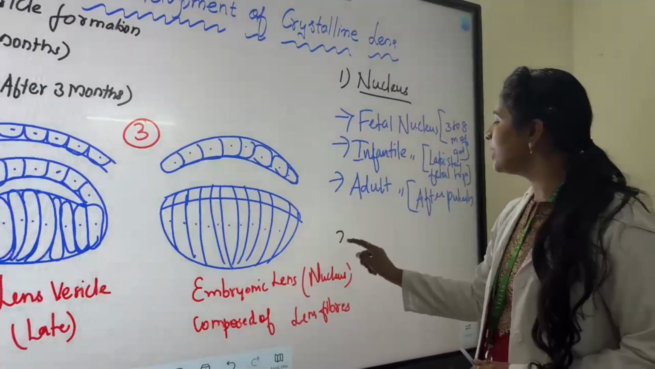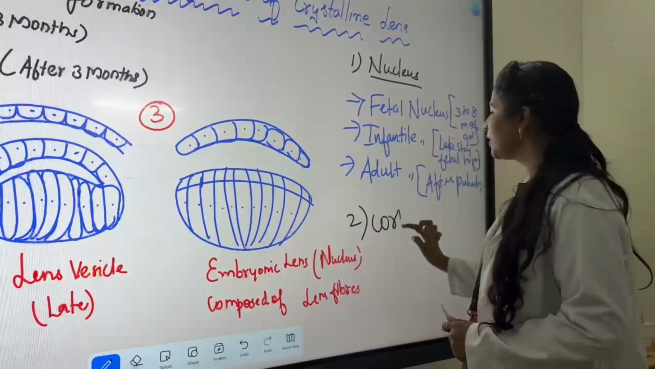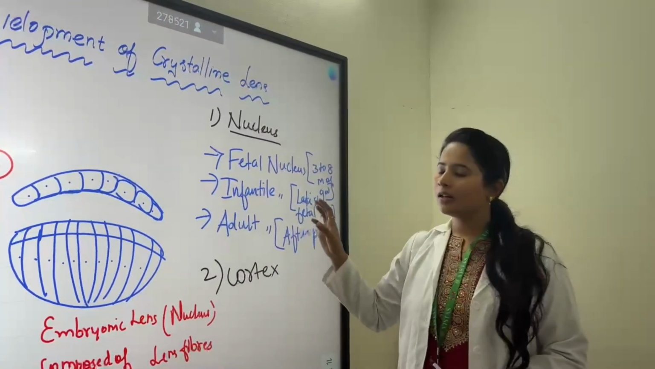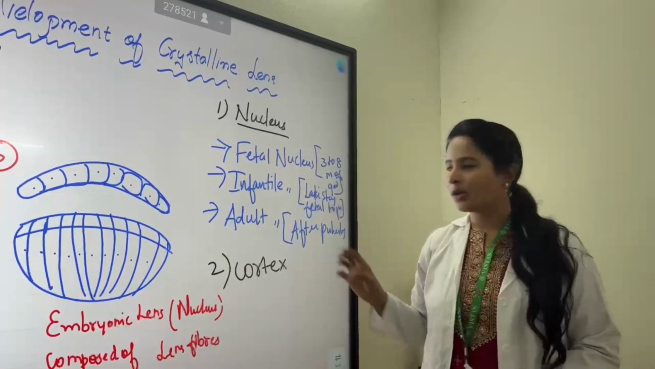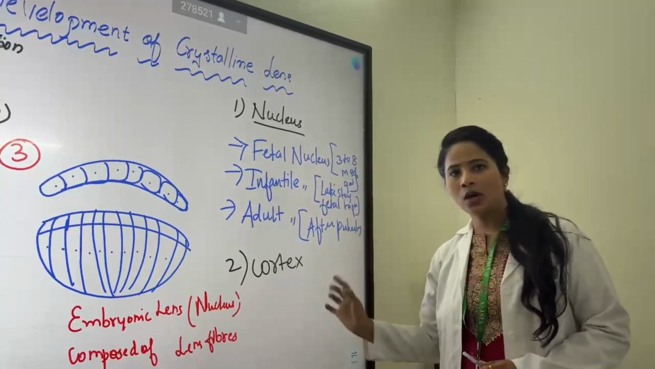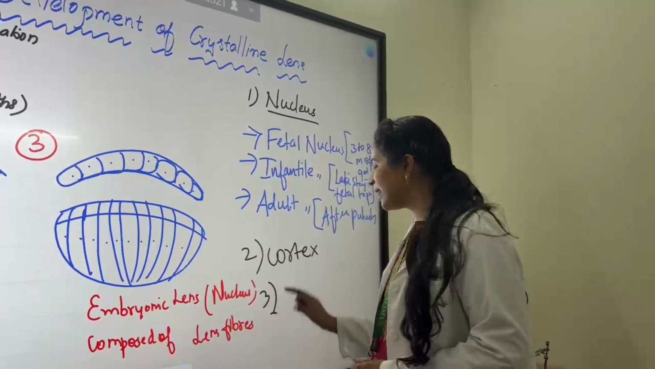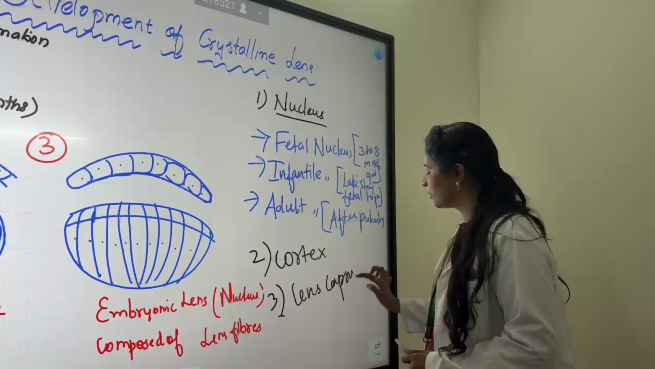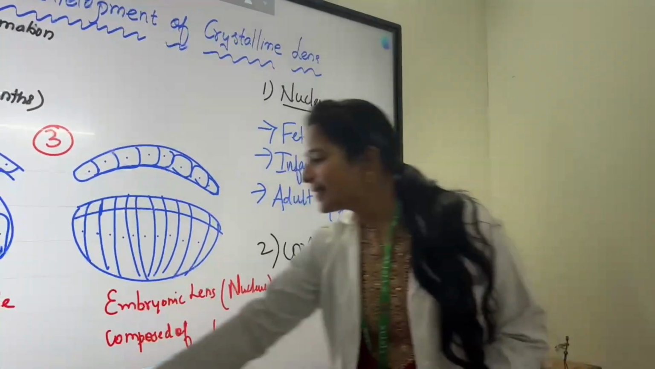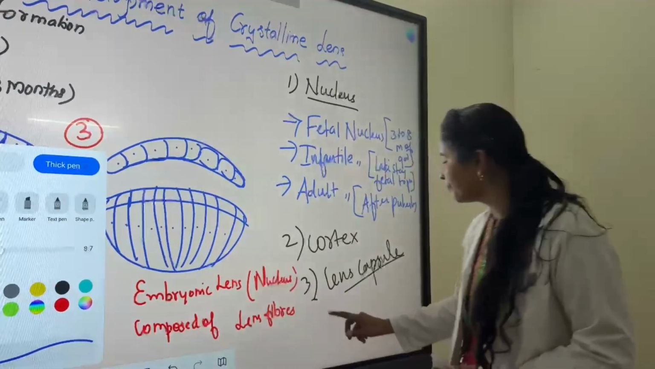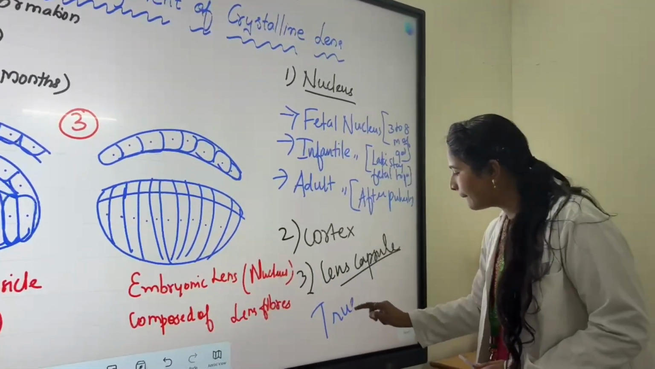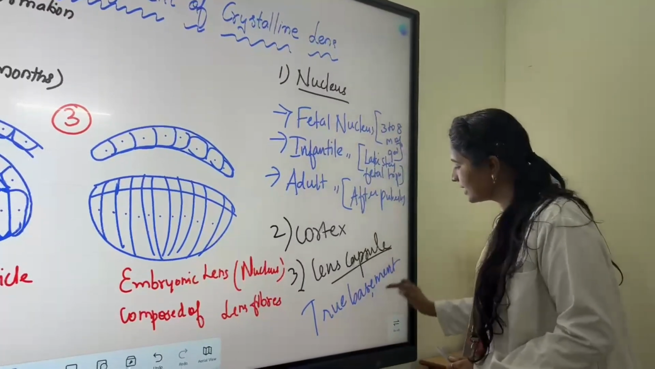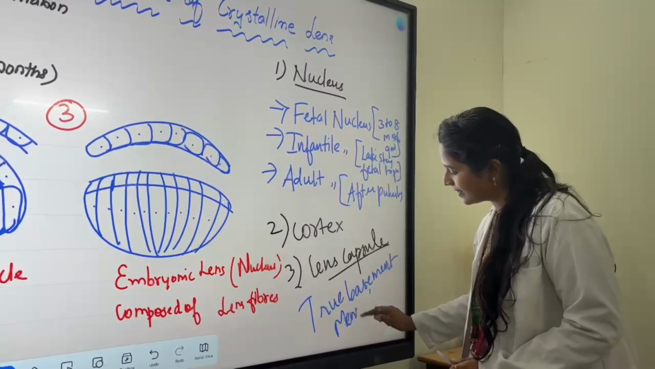Next I want to tell you about the cortex. After the nucleus there will be the development of the cortex. The cortex covers the nucleus. Next I am going to tell about the lens capsule. The lens capsule is called the true basement membrane of the lens.